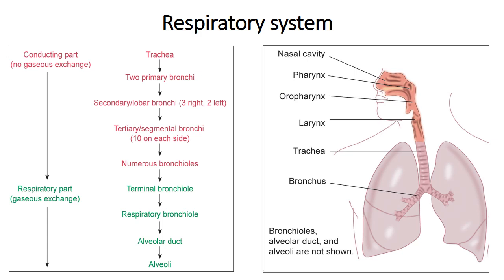And the next portion is respiratory portion. Respiratory portion is involved in gaseous exchange. It consists of respiratory bronchiole, then the alveolar duct, alveolar sacs and alveoli. And there is conditioning of the air.